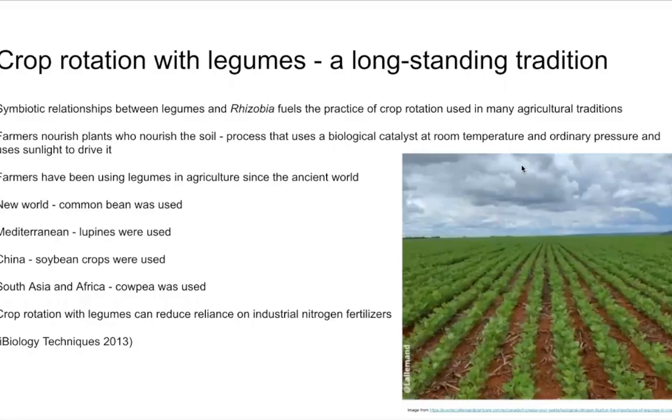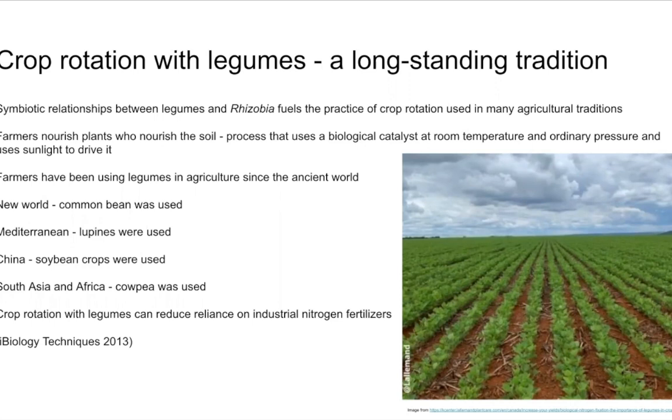The symbiotic relationship between legumes and rhizobia fuels the practice of crop rotation, which is used in many agricultural traditions. Crop rotation with legumes allows farmers to nourish plants who can in turn nourish the soil in a process that uses a biological catalyst at room temperature and ordinary pressures and uses sunlight to drive it. Farmers have been using legumes in agriculture since the ancient world to rotate crops to assure the fertility of their soils. In the New World, farmers use the common bean.